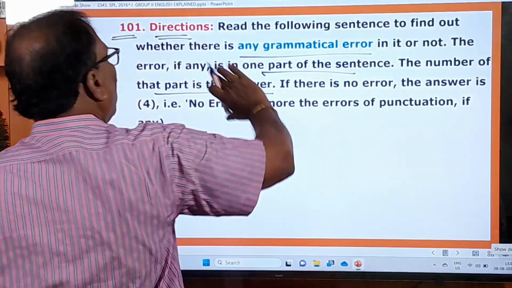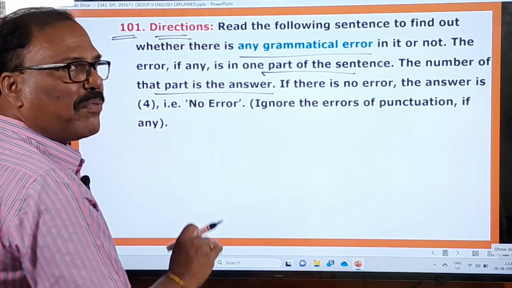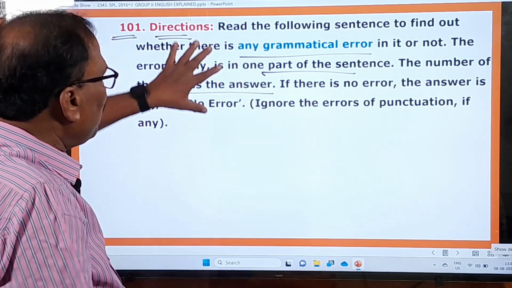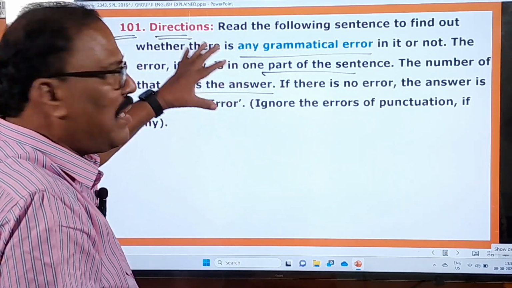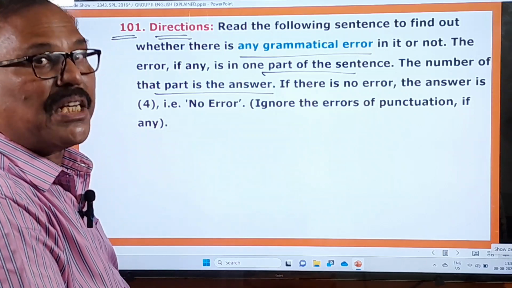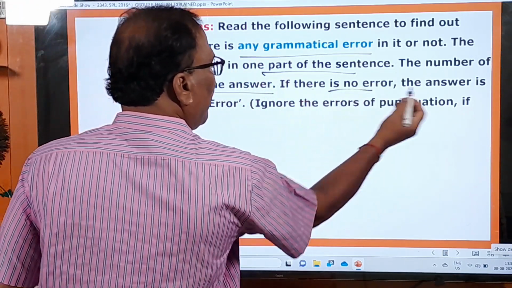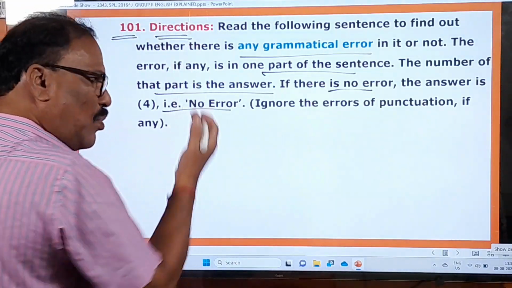And you see the question style, the framing of the question. You are getting acquainted with this type of question. In your forthcoming examination also, this kind of question might be asked. Of course, the question may be different, but the system will be like this. The posing of the question will be like this. That's why you get acquainted with the question paper. If there is no error, the answer is no error. Ignore the errors of punctuation. Okay, then what is the question?